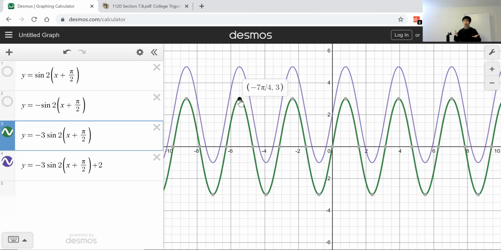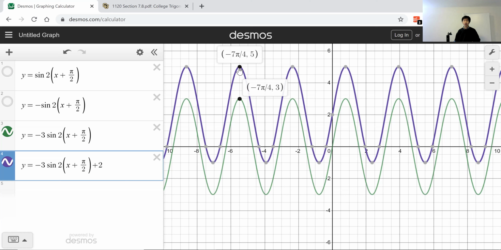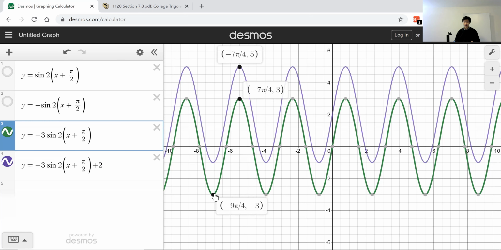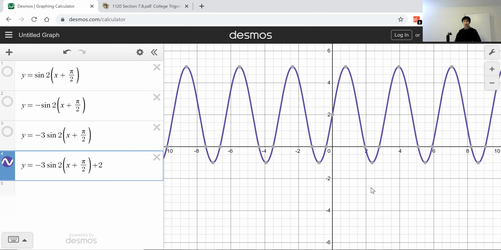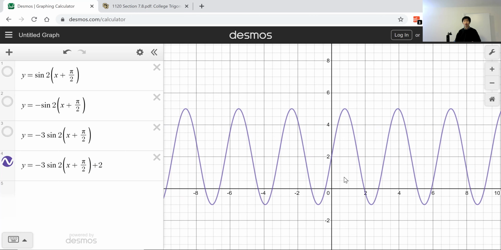Originally, you attain maximum at 3. Since you are adding 2, 3 goes to 5. Look, it's 5 here. Originally, your minimum is -3. However, since you are adding 2, this minimum turns out to be -1, okay? Because you're adding 2 to the -3, so it's getting up by 2 units. Okay, all other things are still the same, just moving up 2 units. Okay, so let's erase the green line to see our final form clearly. So this should be our final graph.